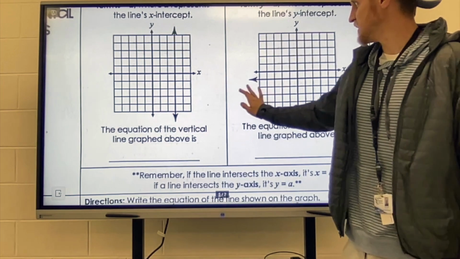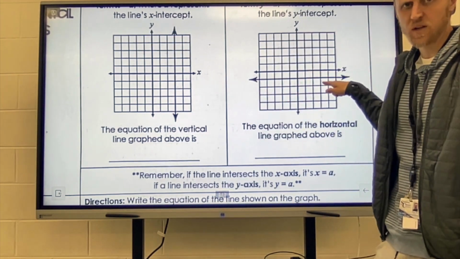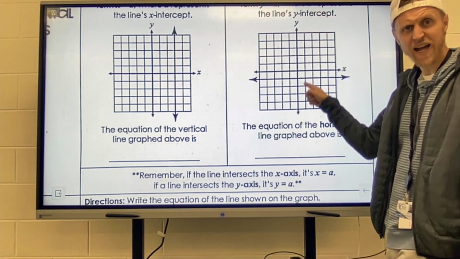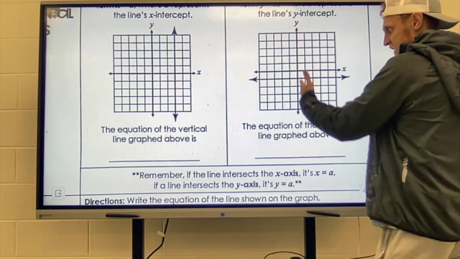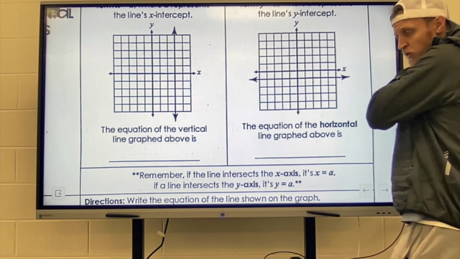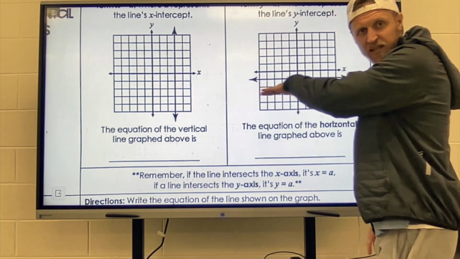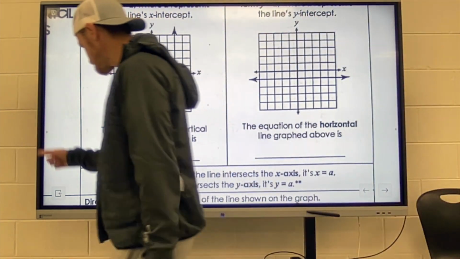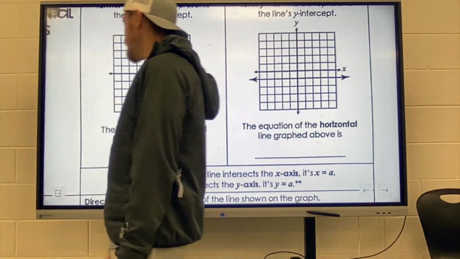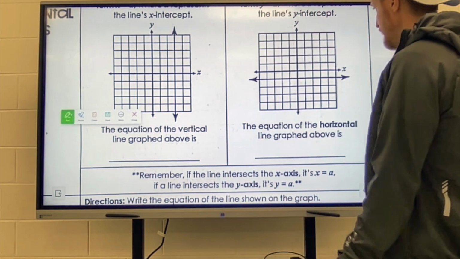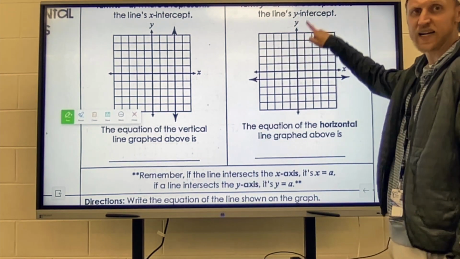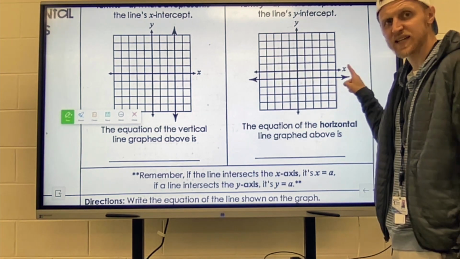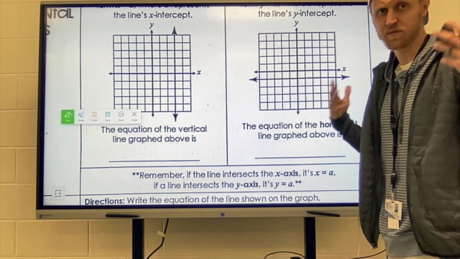The one that you might see a little bit more often is a horizontal line. Horizontal lines always cross the y-axis. Remember, the y-axis is the thing going up and down. So when we go horizontal, that's the thing that we're going to be crossing. So whenever we write our equation of this line, it will always be in the form of y equals a number, because we're crossing that y-axis. It has a y-intercept. Notice it doesn't cross the x-axis at all. It's just not going to do that.